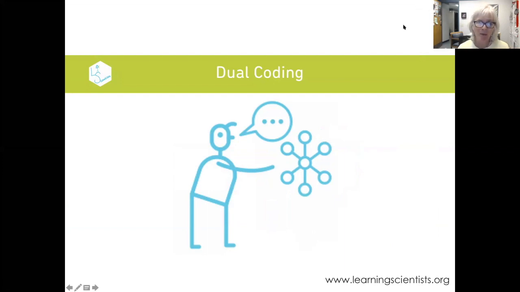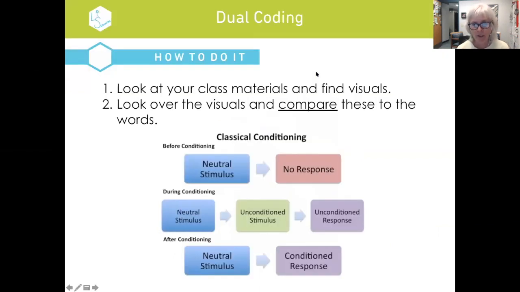I'm going to describe another approach to study skills today, this time focusing on dual coding. What we're paying attention to is both the contribution of words and images and how those can come together to support our learning. So what we're going to do is think about some of the ideas that you're learning in class and find visuals for them. And then look over the visuals and compare those to the words.